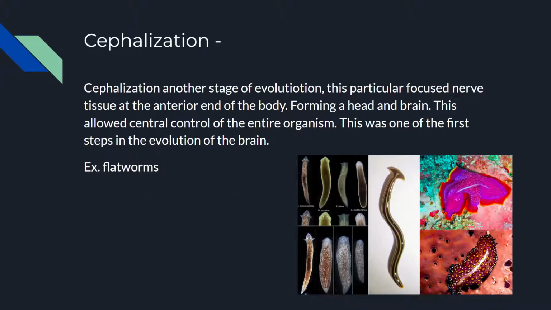And then cephalization, which is another stage of evolution. This particularly focused on the nerve tissue at the anterior end of the body, which would form a head and a brain. This basically allows central control of the entire organism, and is actually the first step in the evolution of the brain. An example of these would be flatworms.